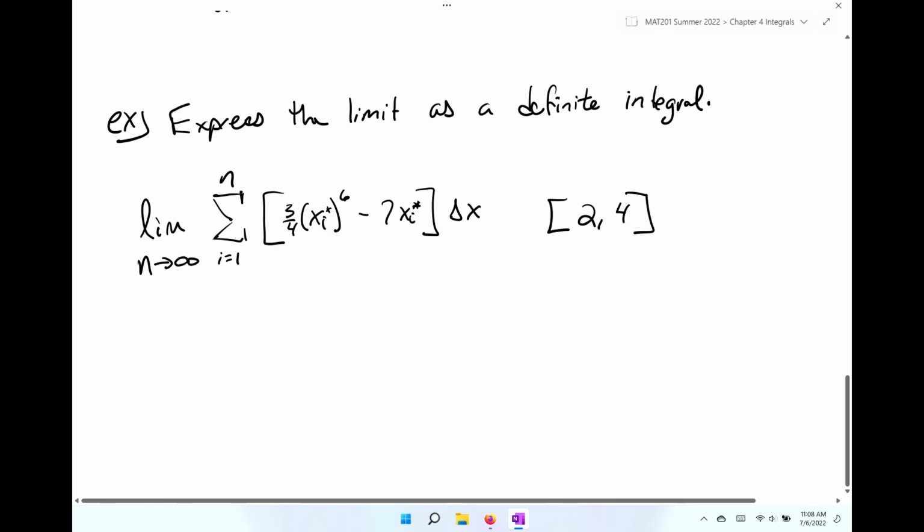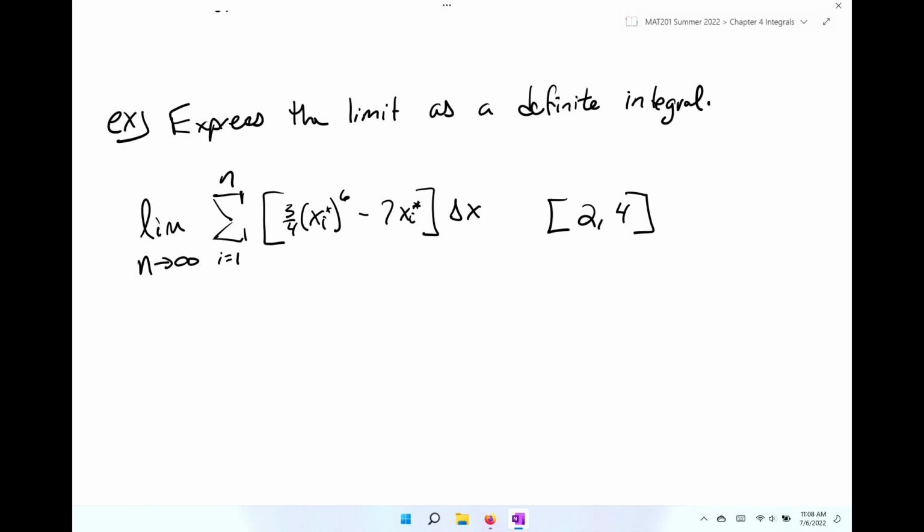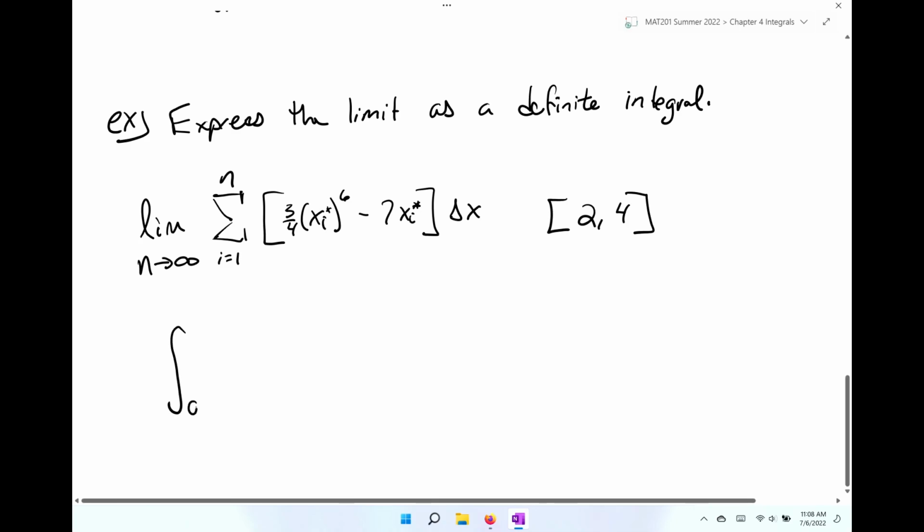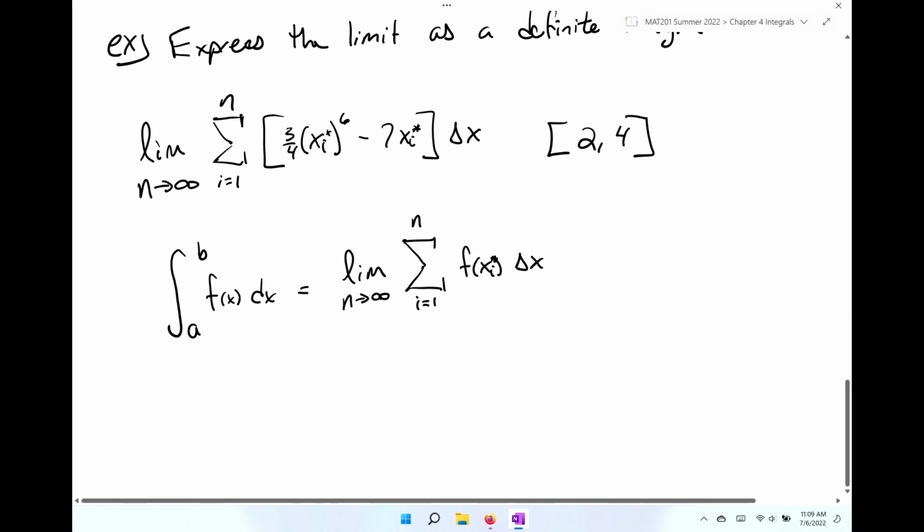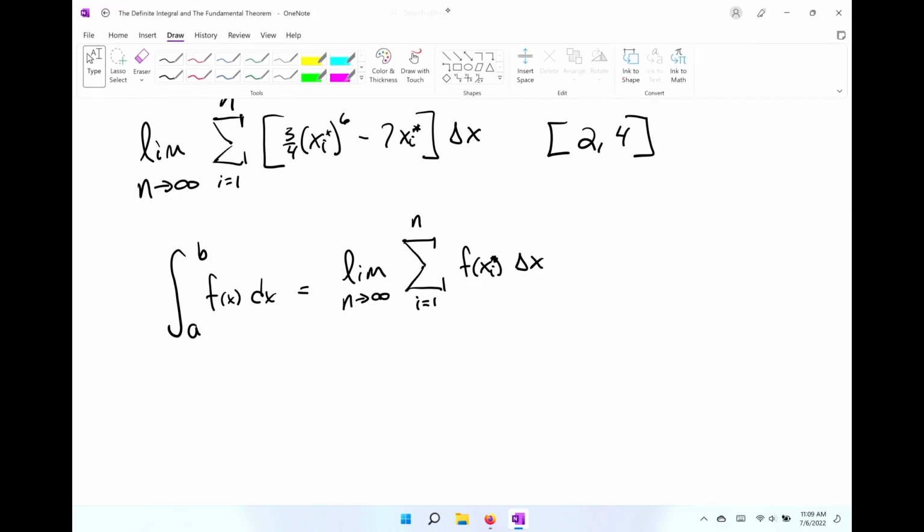Now, the thing you have to remember here is this. Our definite integral is defined as the integral from a to b of f of x dx, which is equal to the limit as n goes to infinity of the summation from i equals 1 to n of f of xi star times delta x. All right? So I'm going to use a highlighter here to show you where everything's coming from.